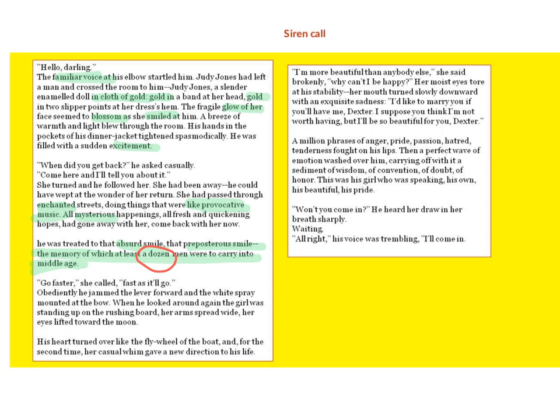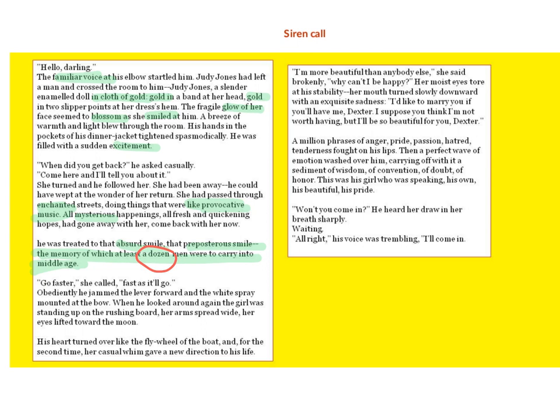You see enchanted streets, provocative music, definitely alluding to that siren idea here. And just that third paragraph, he, Dexter, was treated to that absurd smile, that preposterous smile, the memory of which at least a dozen men were to carry into middle age. So, yet more admirers, yet more men who have been tainted and touched and ruined by the presence of Judy Jones. Then the story moves on, and they're on a motorboat at night on a lake.